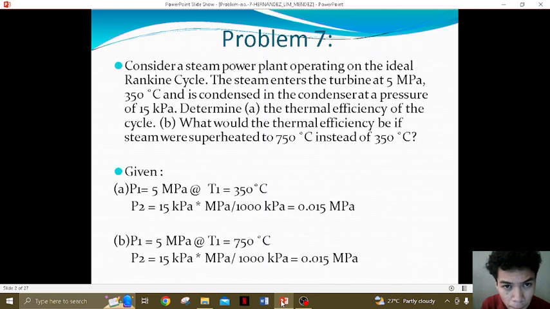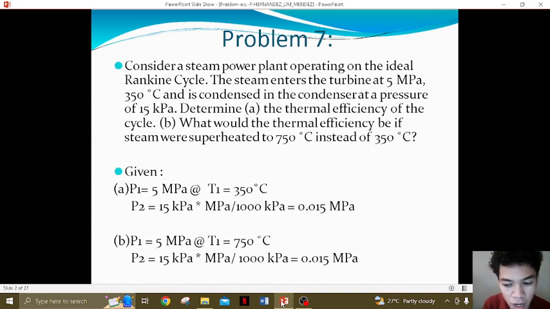In this video, we're going to tackle problem number 7. Consider a steam power plant operating on the ideal Rankine cycle. The steam enters the turbine at 5 megapascal and 350 degrees Celsius and is condensed in a condenser at a pressure of 15 kilopascal. We have to determine the thermal efficiency of the cycle, and what the thermal efficiency would be if steam were superheated to 750 degrees Celsius instead of 350 degrees Celsius.